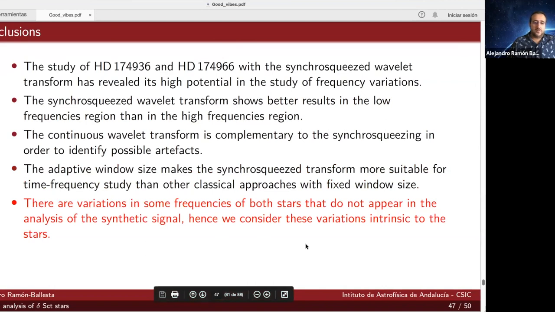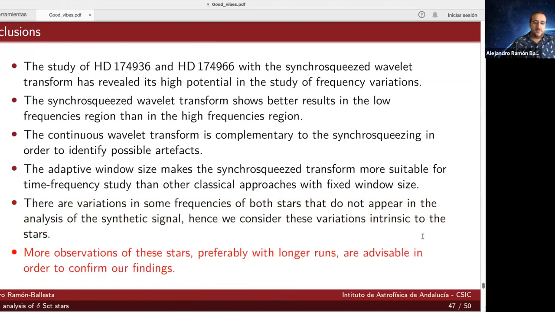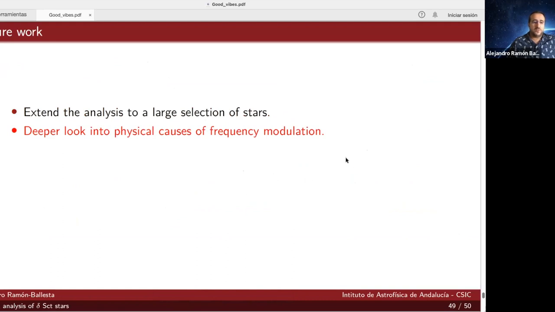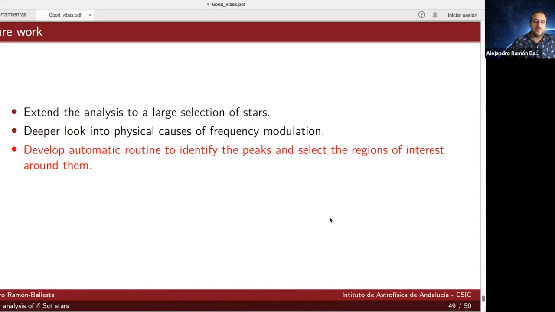The variations that we have found, we consider that they are intrinsic to the stars, so the method is again useful. If possible, it would be advisable to have more observations of the stars with longer runs to confirm the unstable nature of these frequencies. In the future, we plan to extend the analysis to a large selection of stars. We also will look deeper into the physical causes for the frequency modulation if we find more of these features. I plan to develop an automatic routine to identify the peaks and perform the analysis, because right now the splitting of the plots is done by hand, but I think it should be easy to identify the peaks and draw the plots around them.